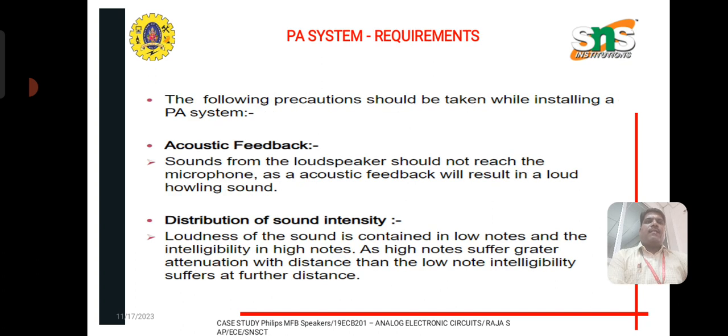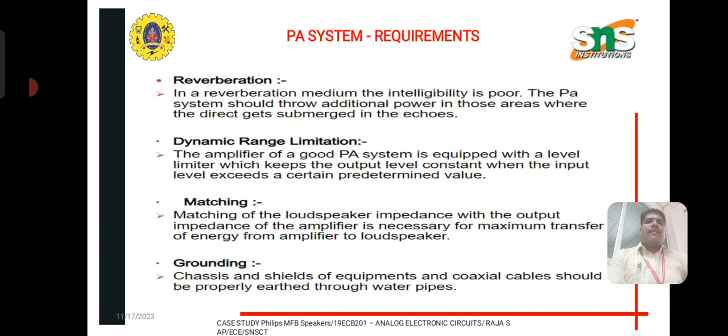Mainly, the PA system needs some basic requirements. The first is acoustic feedback: whatever sound we deliver should not produce any echo, and we have to distribute the sound intensity uniformly all over the hall. Next is reverberation, so that components inside the hall should not produce any vibration. There should also be dynamic range limitations, impedance matching so that no echoes are produced, and proper grounding.